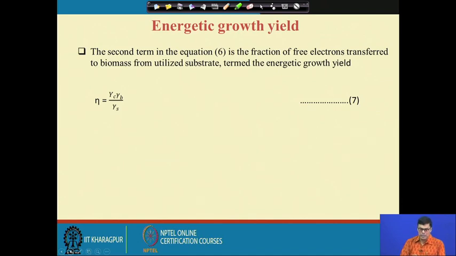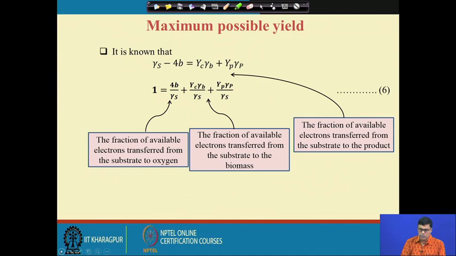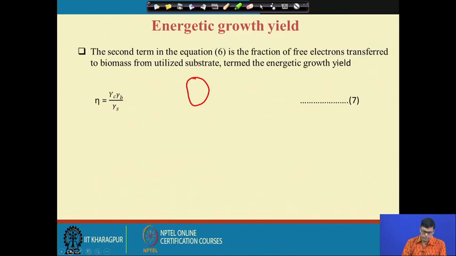Now, if you look at the previous one, this particular portion is called the energetic growth yield, and it is like this: eta, Yc gamma P by Y gamma S. We consider this the energetic growth yield. This is how we can write it.